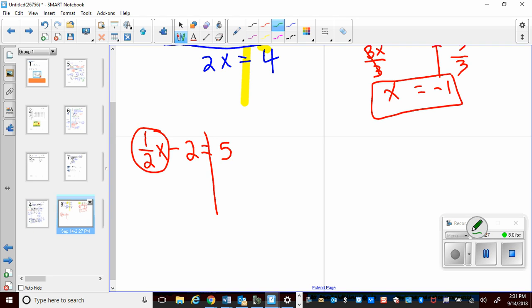Okay, so we added 2 to both sides, right? You guys feel good about this? I hope so. 1/2 times x, this goes away, equals what? 7. What do we do with that 1/2? Bring it down? Flip it over. Why do we flip it and not bring it down? Reciprocal.